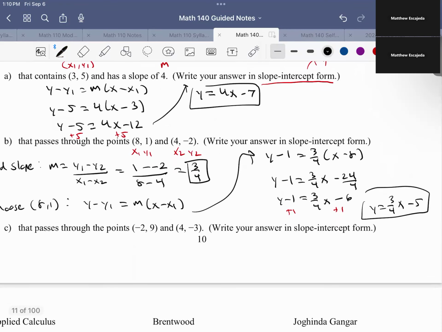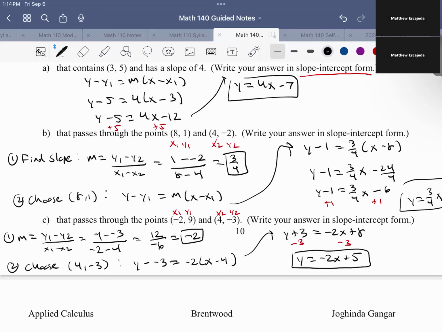This part C, go ahead and try it out yourself and double check your answers in a sec. Okay, hopefully you got a slope of -2 between these 2 points using whichever way you want to go, right? It's definitely up to you. But you should have gotten -2. And when you choose a point to get your slope-intercept form, you could choose any point. I chose 4, -3, but you also could have chosen -2, 9, and you would have gotten the same answer, which would have been y equals -2x plus 5.